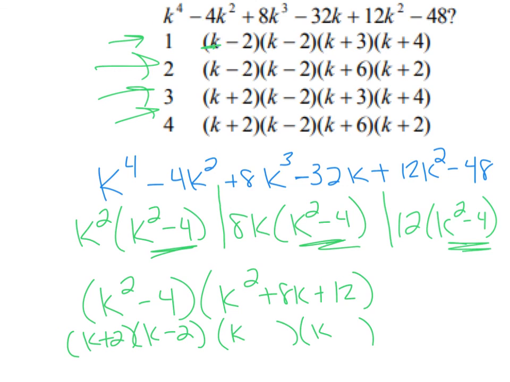What are your factors of 12 that add to 8? 6 and 2. So I want to find the one that has k plus 2, k minus 2, k plus 6, and k plus 2. Well, I see a k plus 6 on 4 and 2. How many 2? There's double of k plus 2. So I believe the answer is 4. Okay, and that is correct.